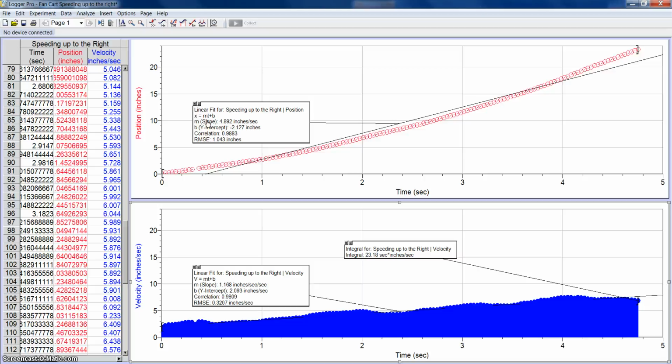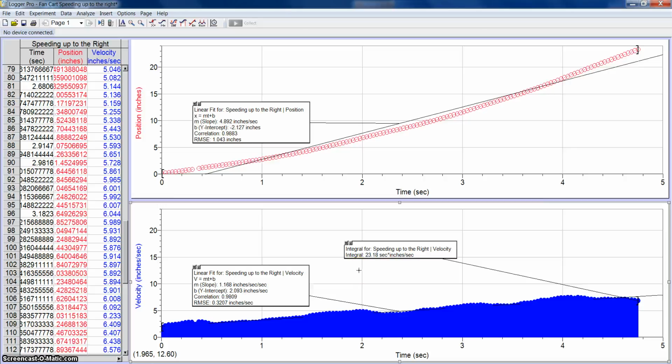Our slope, which is 4.829 inches per second, or our average velocity, times our time at any time, plus our initial position, which is negative 2.17 inches. And we expected this for a cart speeding up in a positive direction because it has an acceleration, meaning that the velocity graph should be linear, and for a velocity graph to be linear, we have to have a parabolic graph for a position time graph.